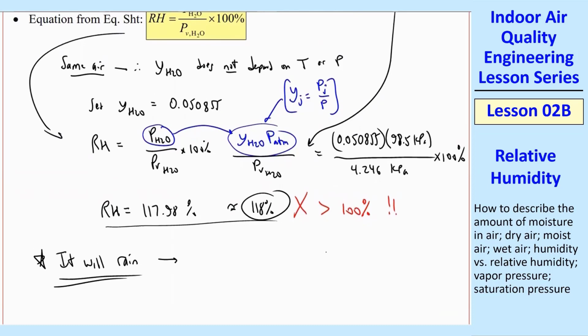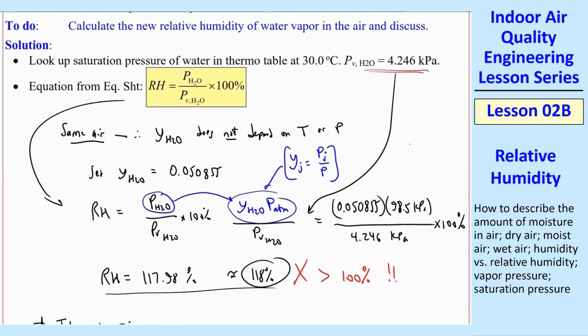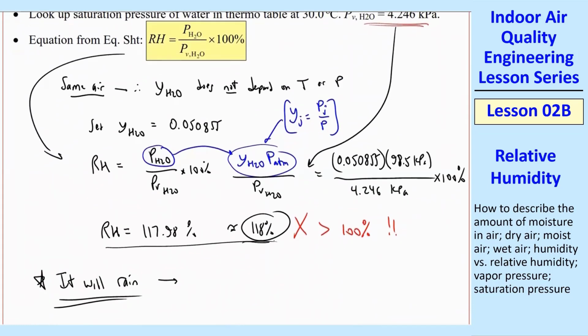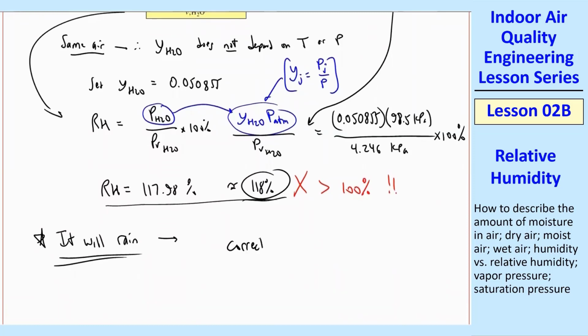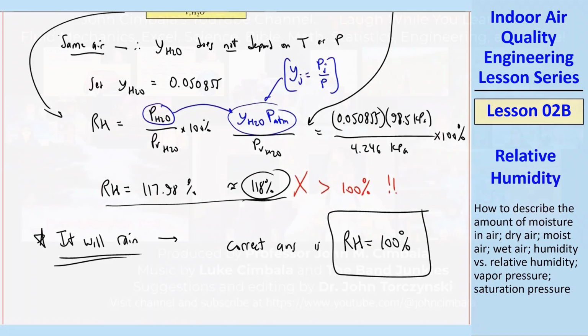They say, well, the temperature is going to drop, the pressure is going to drop. They do this kind of calculation and say, oh, relative humidity, if we kept that much moisture in the air, it would be 118%. And red flag, that can't work. So therefore, it will rain. That's the incorrect answer. The correct answer is that RH is 100%, because that's the max. And so what will happen is some of that water vapor will condense into little droplets that become rain droplets, and that's why we say it will rain.